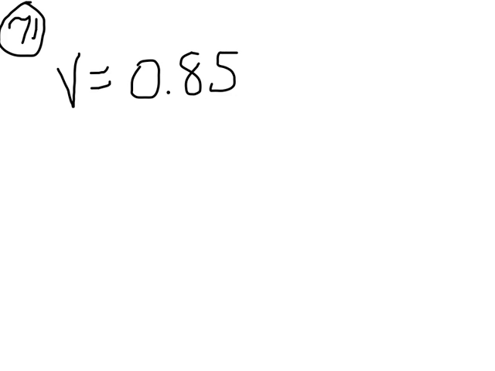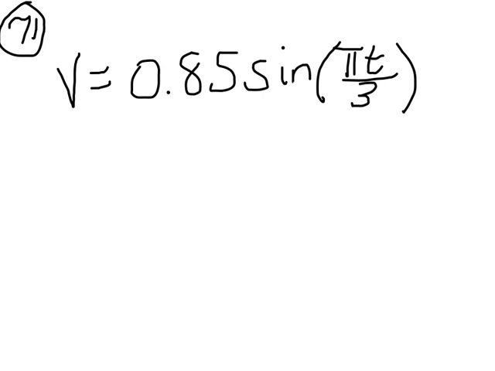Number 71. 71 says, for a person at rest, the velocity v of air flow through a respiratory cycle, the time from the beginning of one breath to the beginning of the next, is given by the equation v equals 0.85 sine, in parentheses we have pi t over 3, where t is the time in seconds. So v is the velocity, I guess, of the airflow.